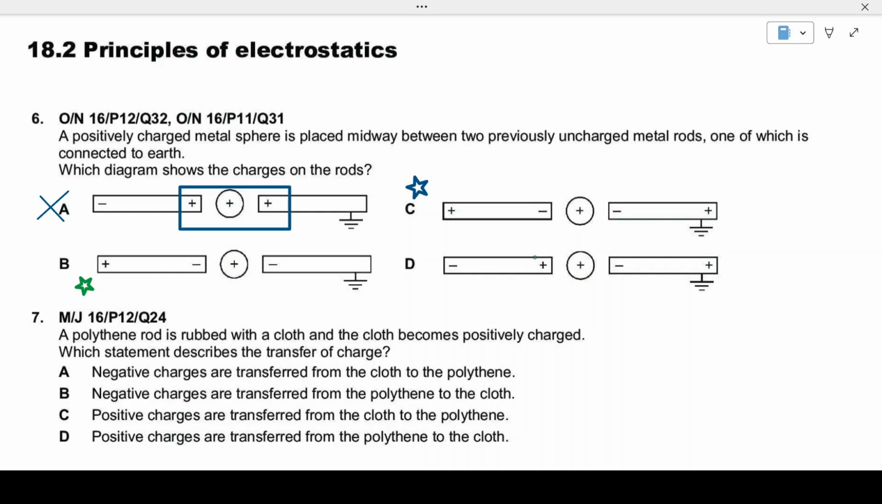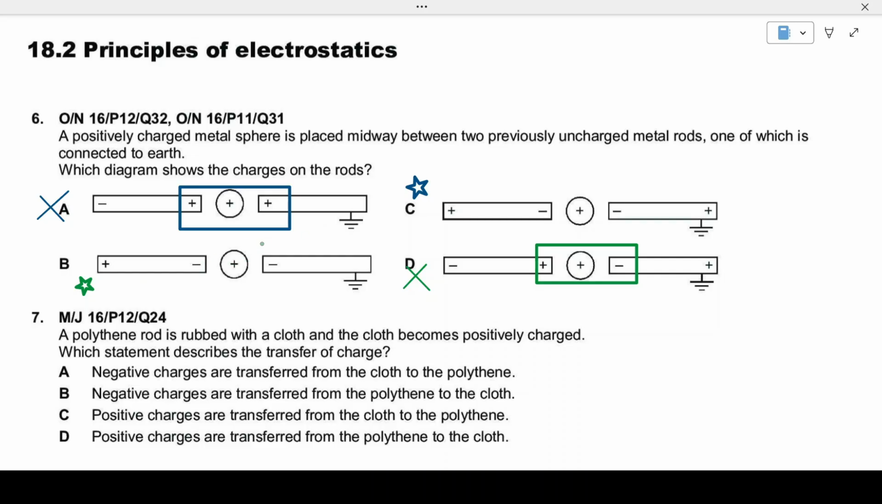Let's take a look at option D. It can be eliminated straight away, because on one side it's attracting the like charge, and on the other side it's attracting the unlike charge. So this is contradictory behavior. We simply skip the last one. So now we need to choose between option B and C.